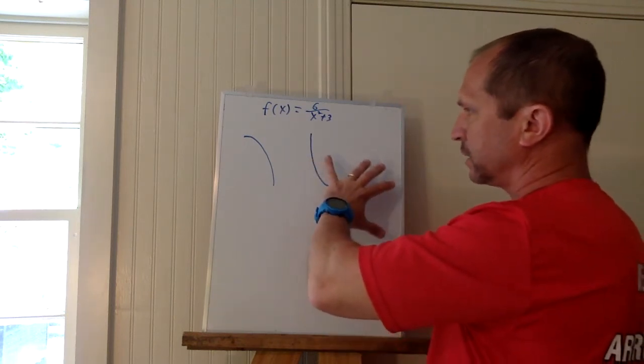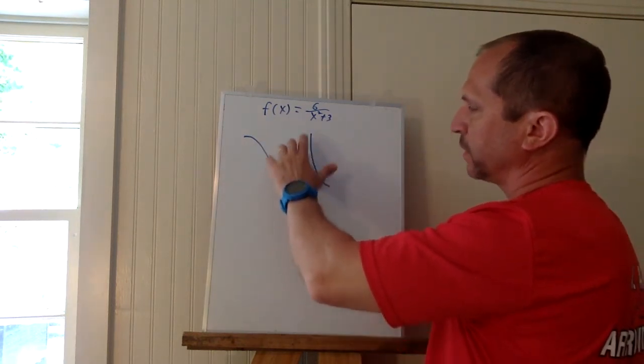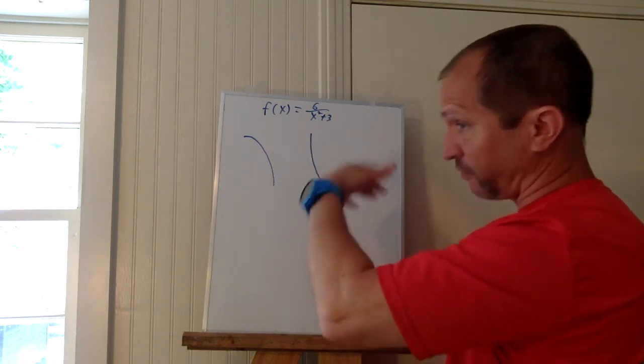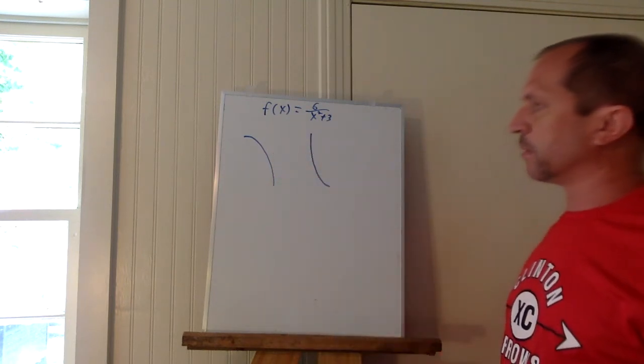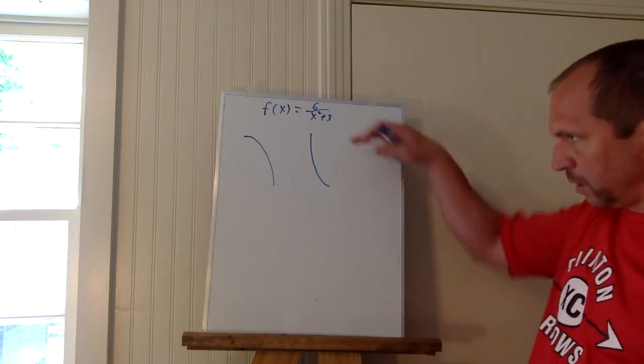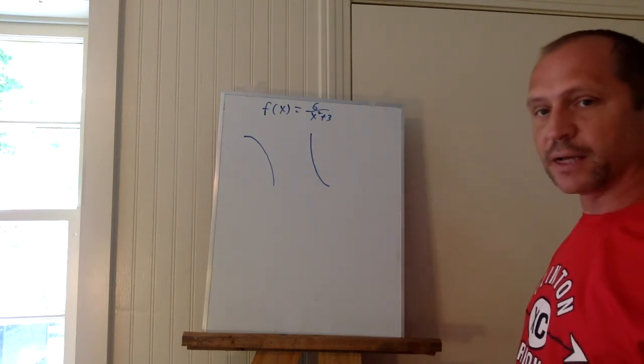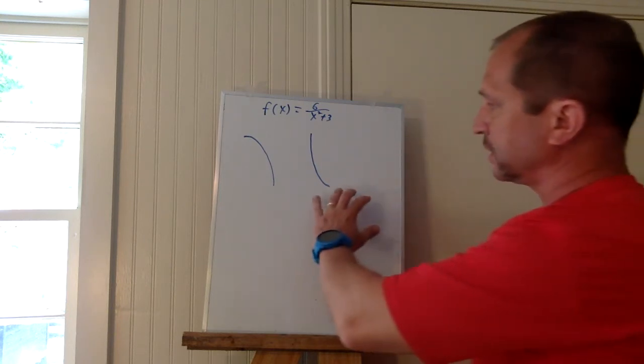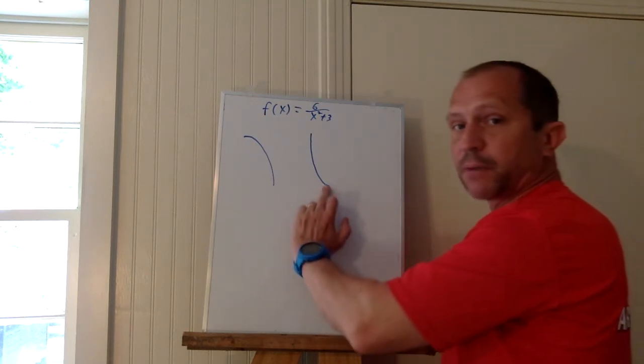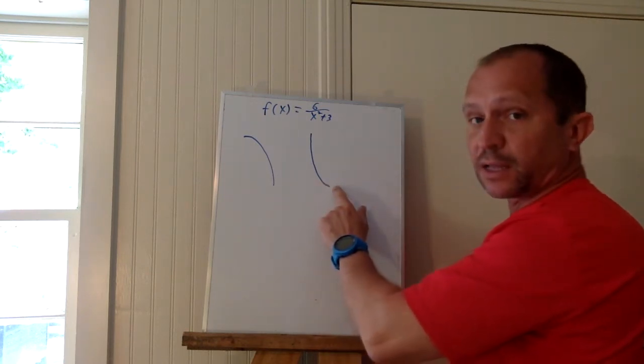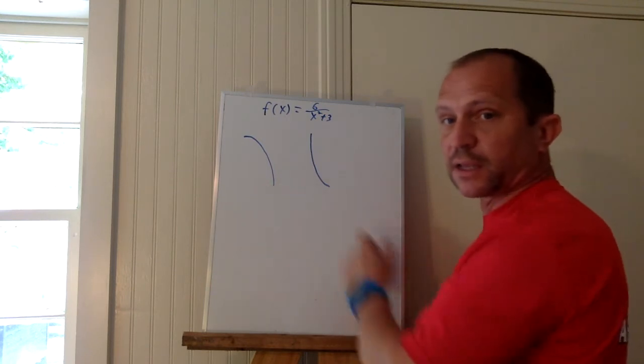So it's decreasing, and it's getting closer and closer to zero, closer and closer to a positive number. So its concavity is positive. So this is decreasing and concave up. This is decreasing and concave down.